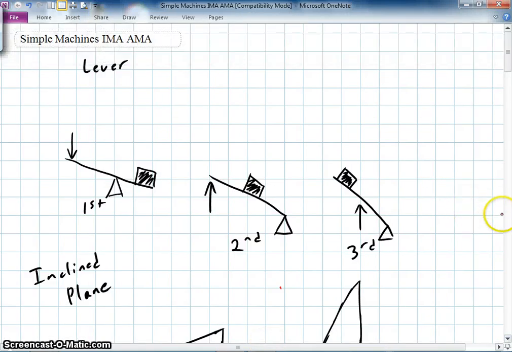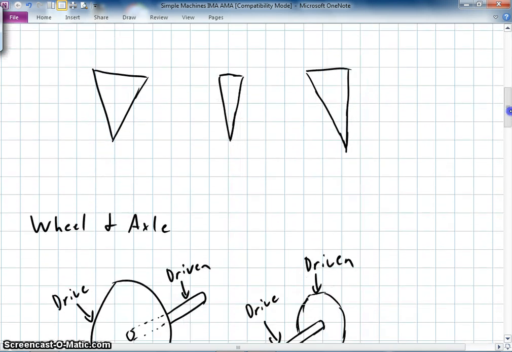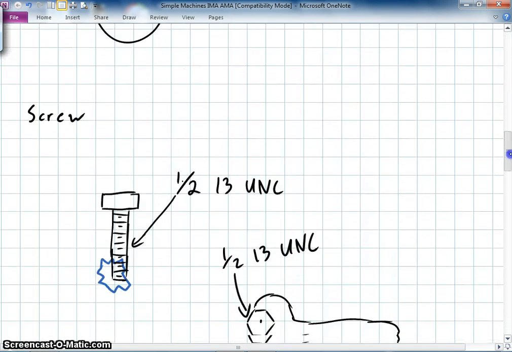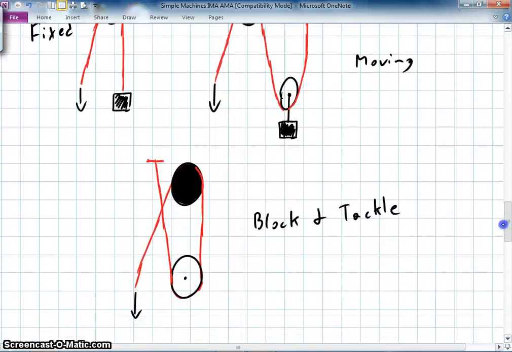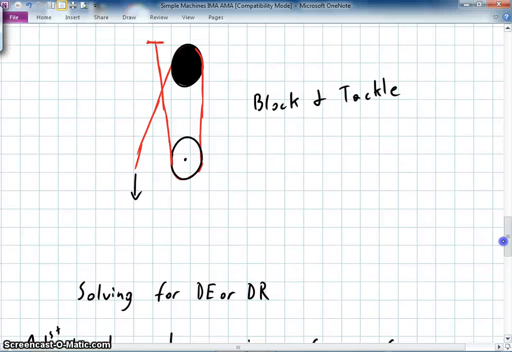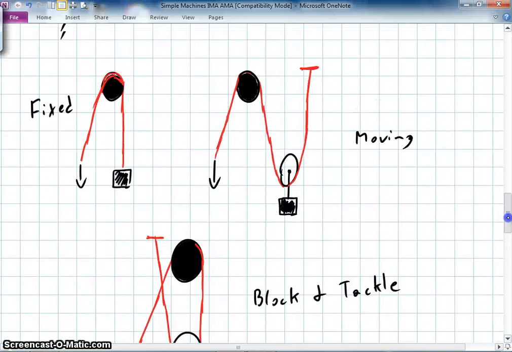Alright, boys and girls, this will be our first lesson on simple machines with IMA and AMA. We're going to look at all six simple machines here and go over what they mean and how it applies to ideal and mechanical advantages. And then I'm going to try and go through and solve a little problem for it and make sure we're all on the same page.